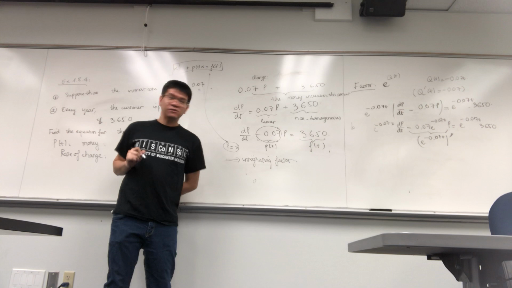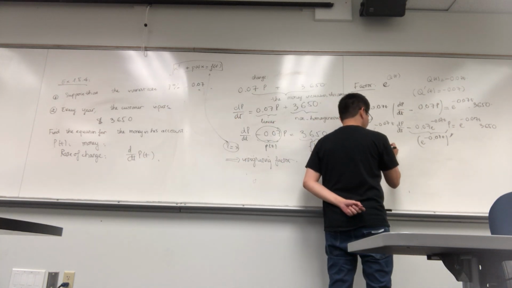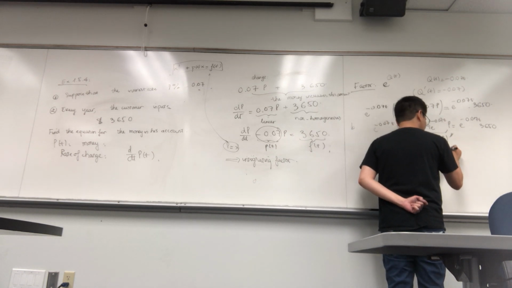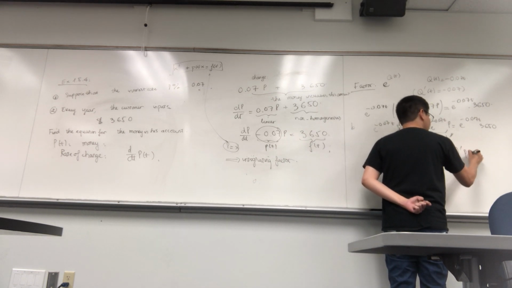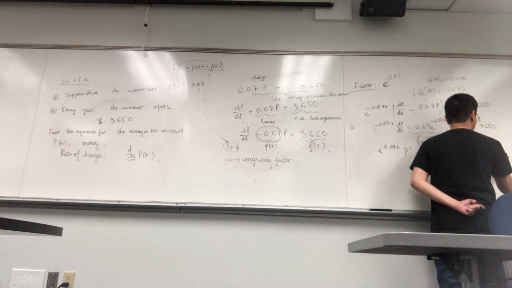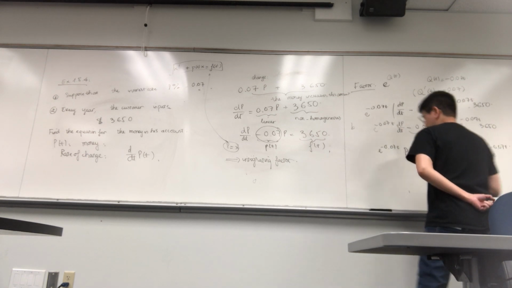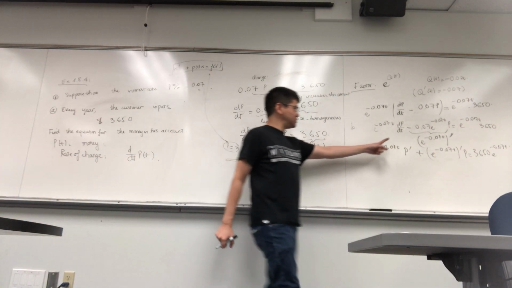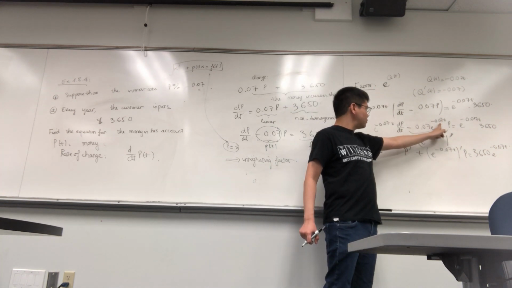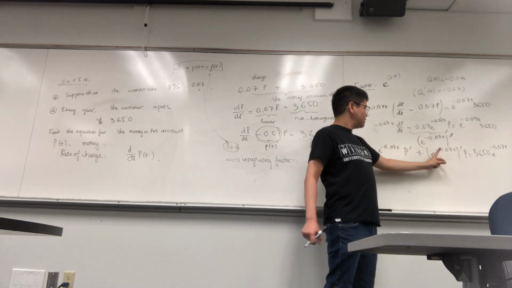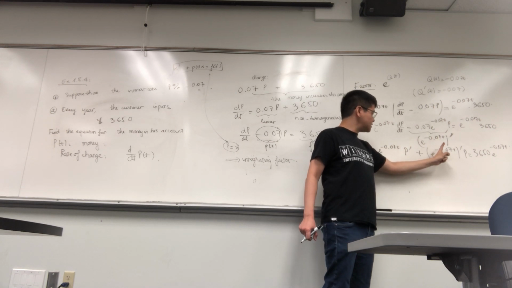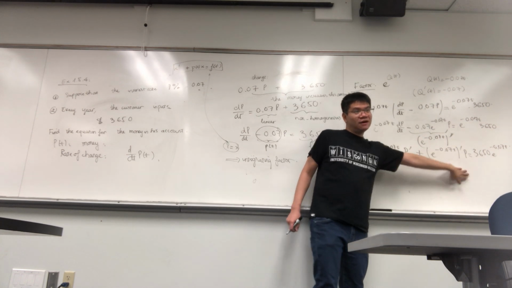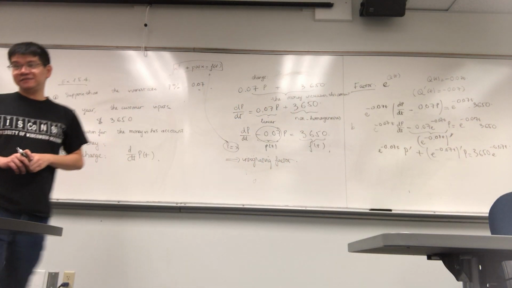All right? So what you get is the following: e^(-0.07t) p' plus e^(-0.07t)(-0.07) p equals 3650 e^(-0.07t). I replace minus 0.07 t by the exponential of minus 0.07 t, and I take the derivative, I get this equation. So what can we say about the left hand side?